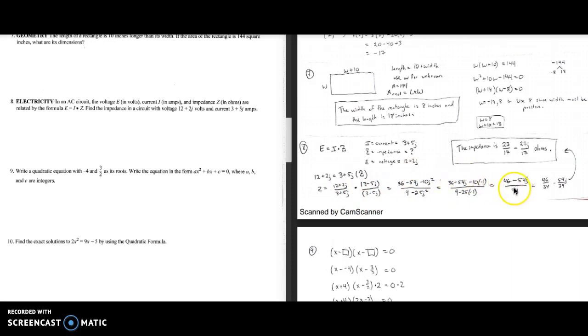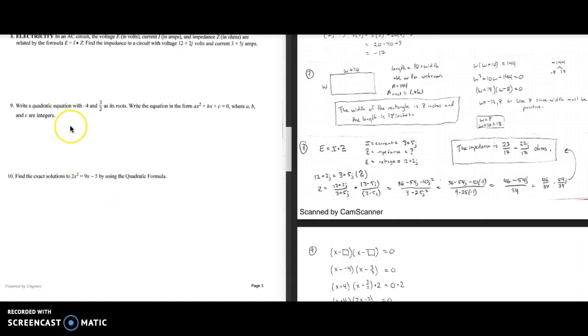Once you do, you get 46 over 34 minus 54 over 34J. Each of these numbers you can divide by 2. The final answer is 23 over 17 minus 27J over 17. And your units of impedance are ohms. So I make sure I said ohms.